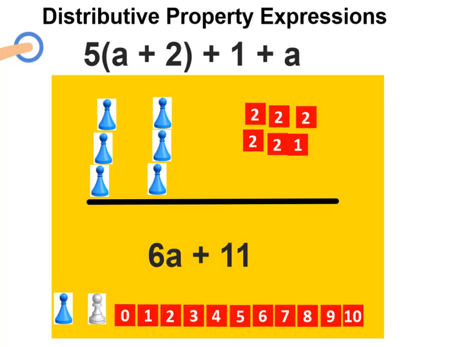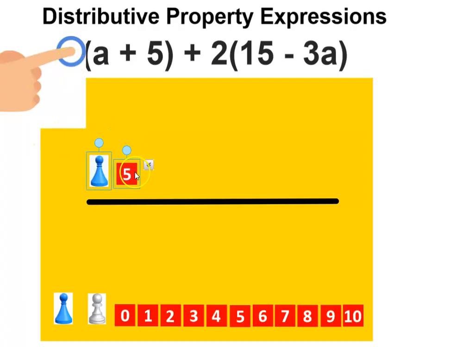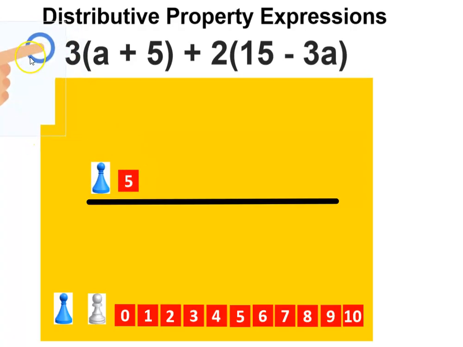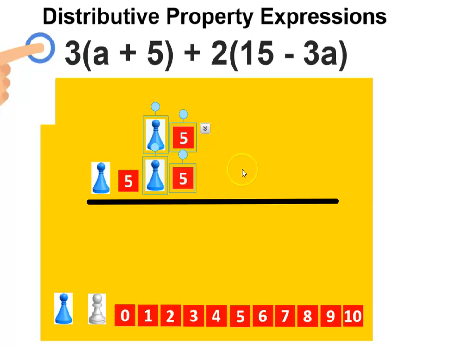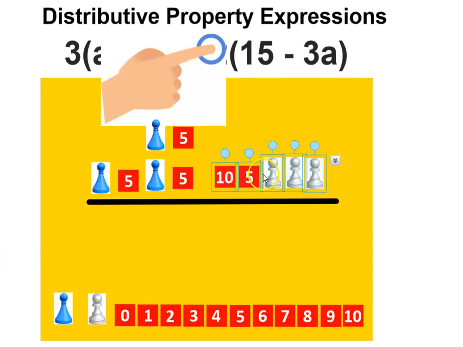Let's take a look at one more example where I'm using the blue and the white pawns. And here we're also going to be getting rid of some 0 pairs. So we're starting off here, covering up that 3, and know that I have an A and a 5, 3 times. Once, twice, 3 times. And then I'm going to cover up this 2, and I'm going to say I have a 15 and 3 negative A's. And it looks like this.